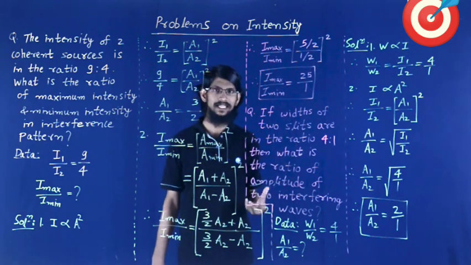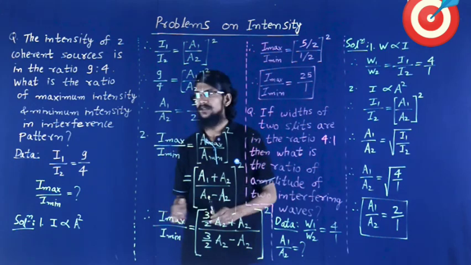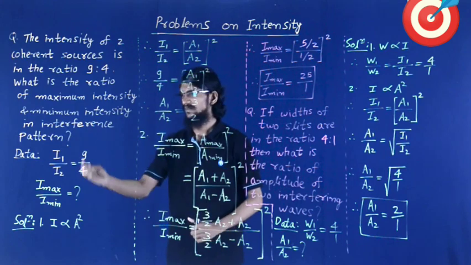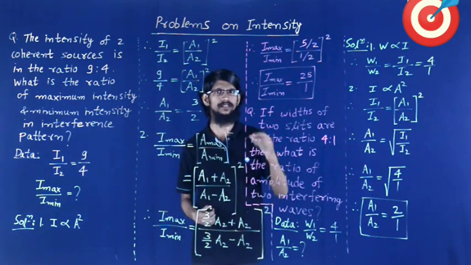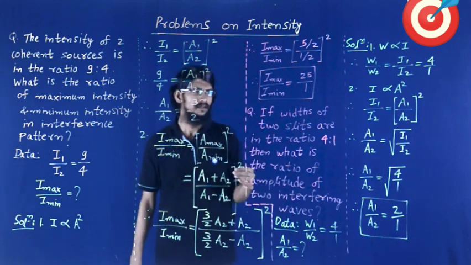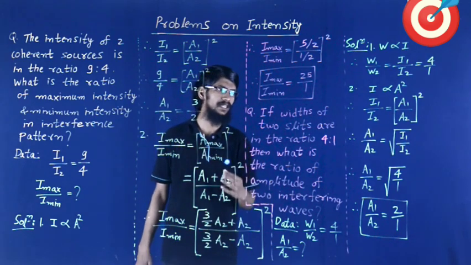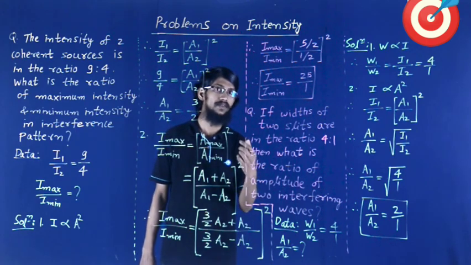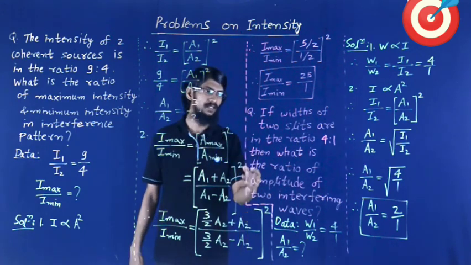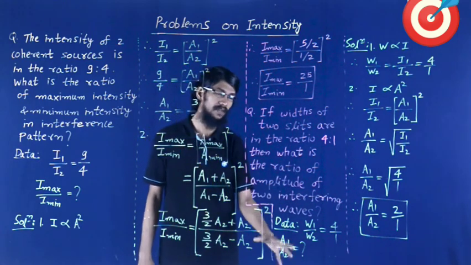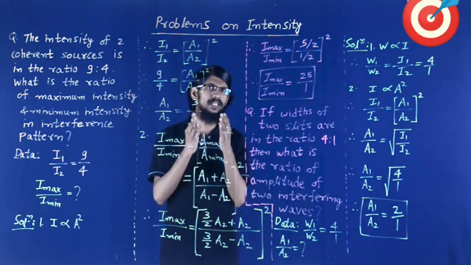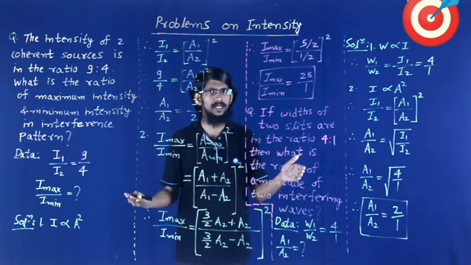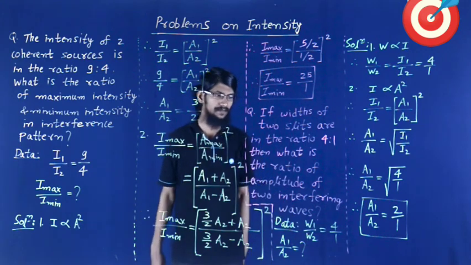So this is the ratio of the maximum to the minimum intensity if I1 upon I2, which means the intensity of the coherent sources, is 9:4. Now let's consider another problem. The question says, if the widths of the two slits are in the ratio 4:1, then what is the ratio of the amplitudes of the two interfering waves? That means we want the ratio of the amplitudes of the waves, first divided by the second. Let's see how to find it.